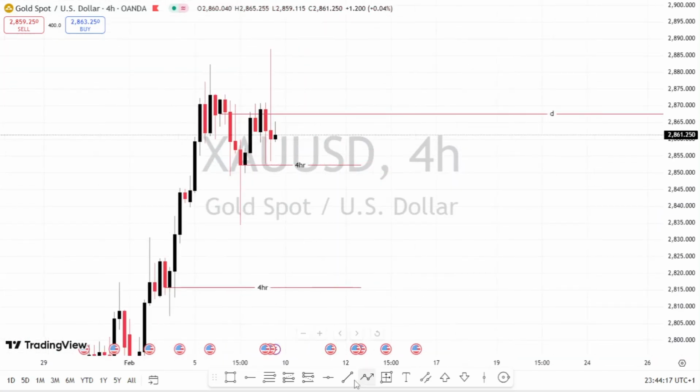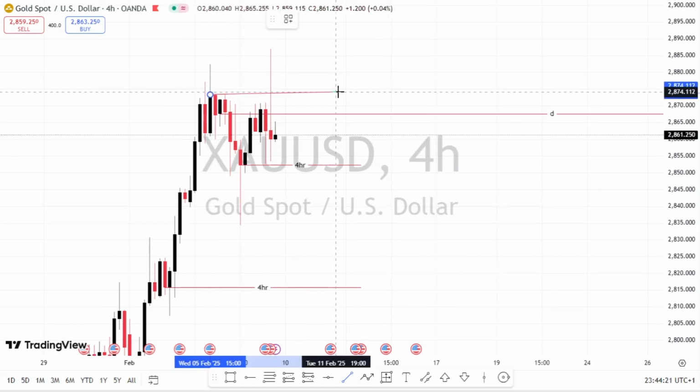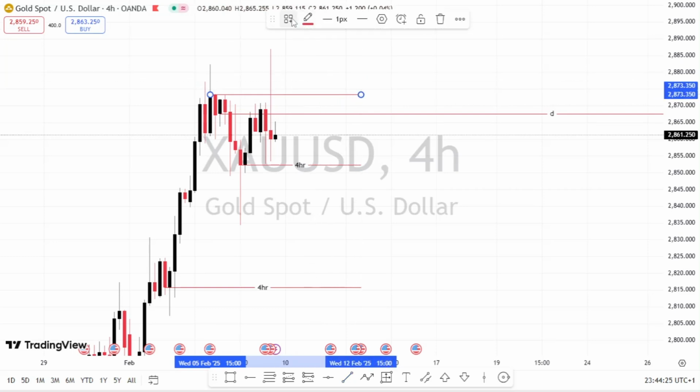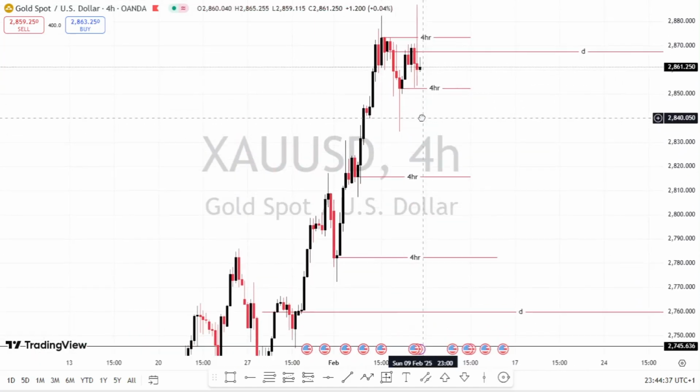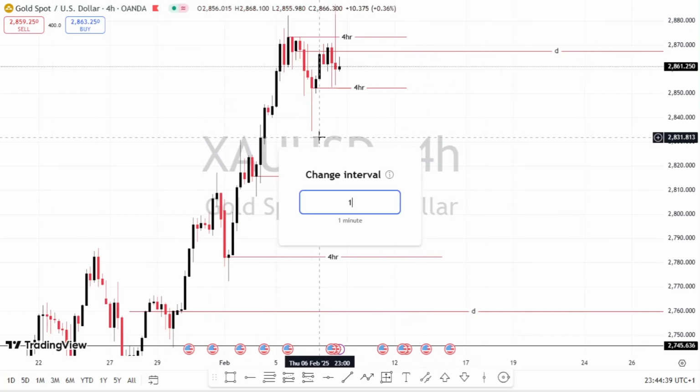So we still have this 4 hours high here. If it breaks above here, as I said, bullish. Breaks above here, bullish; breaks below here, bearish. So that's that for the 4 hours.